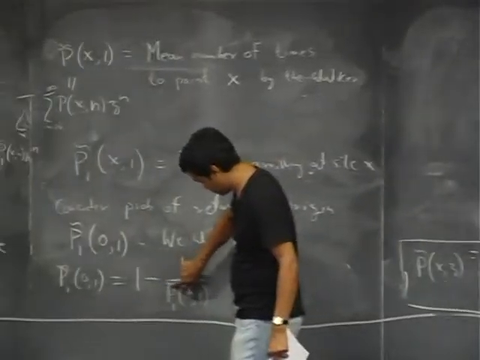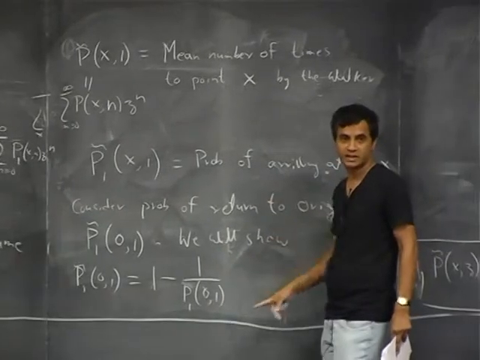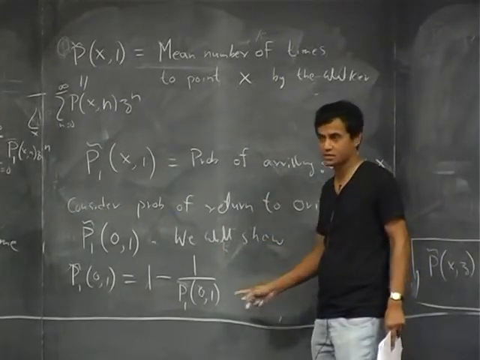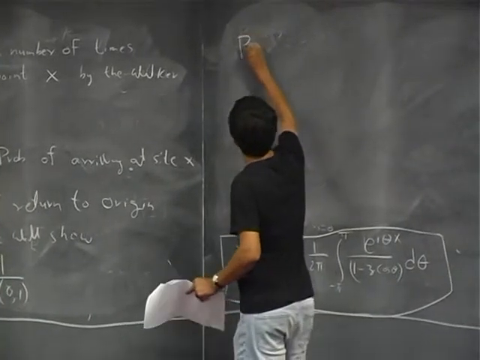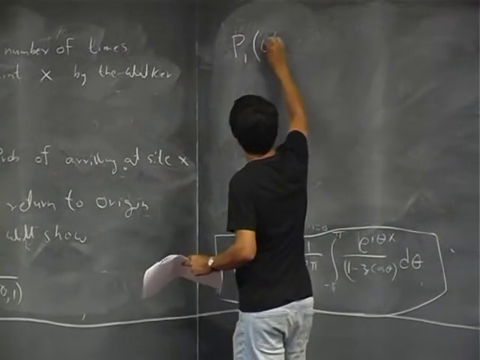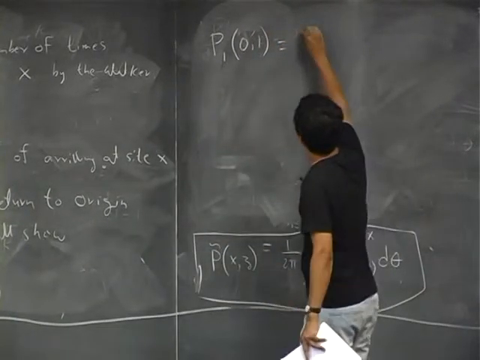This object we said is the mean number of times the origin is visited, right? By starting from the origin, what is the mean number of visits to the origin? So now, what is the mean number of visits to the origin? P1 0 1. So this is equal to, let me just write 1.